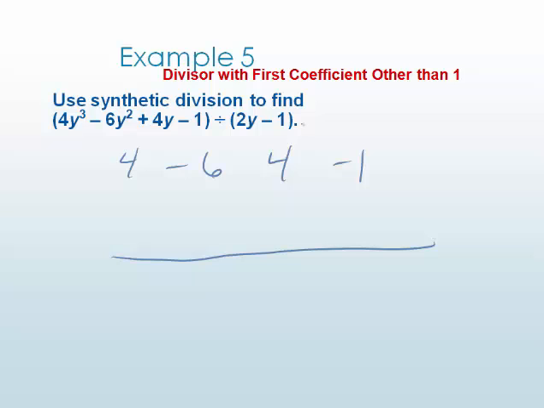We find out what the r value is. We multiply the 2 by negative 1, which gives us negative 4, and we put that under the next number. Then we set 2y minus 1 equal to 0. So y is equal to 1 half. That's what's happening right here. Then we add down.